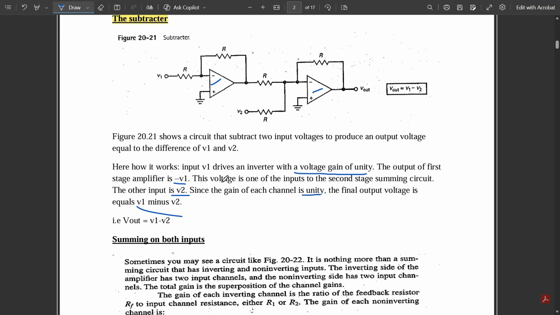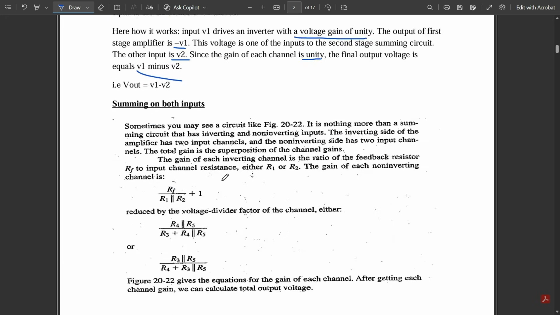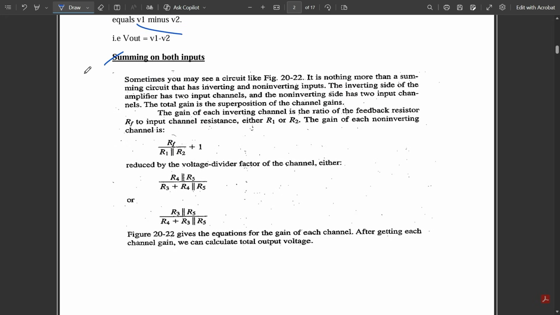So the output of the first stage amplifier is minus V1. So this voltage is one of the inputs to the second stage. So whatever minus V1 is generated at the first stage, right, that output would be the same as the input for the next stage. Okay. So similarly, we would be getting the input for the next stage as V2. Okay. So like that, if you obtain the relation, we would be getting V1 minus V2.